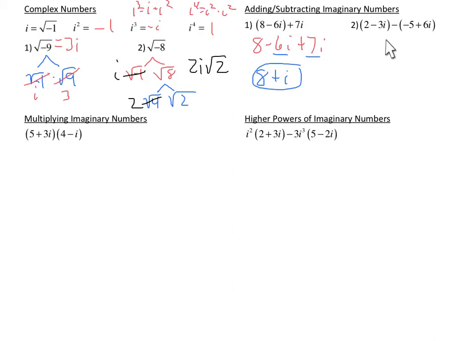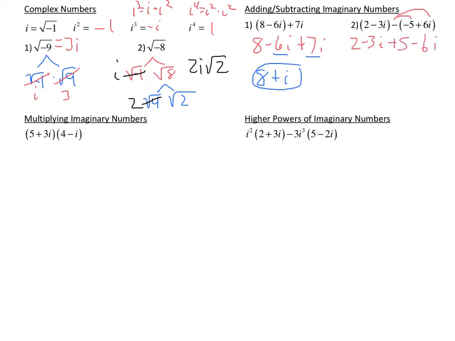So with this one, can you picture distributing the negative first? On this one? So if we're here, we've got to distribute this negative, because with minus, it's a little bit more complicated. So you have 2 minus 3i, and then that becomes a negative negative. It's a positive 5 and a negative 6i.